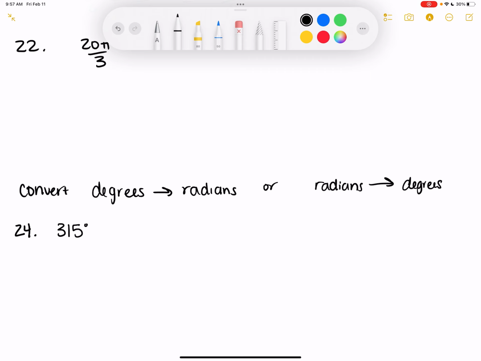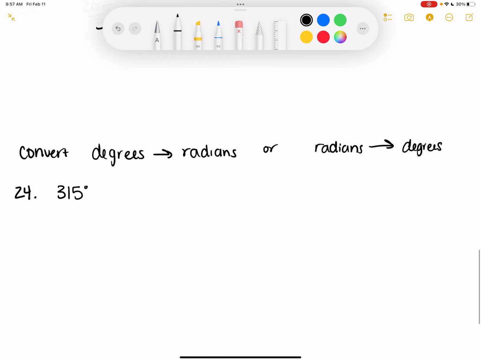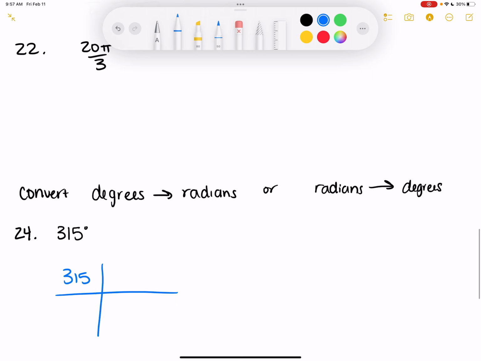So 24, 315 degrees. Okay, so I'm starting with degrees, so I'm converting to radians. So this is how I set it up. 315. Okay, now the conversion factor for degrees to radians is pi over 180, or from radians to degrees, 180 over pi.